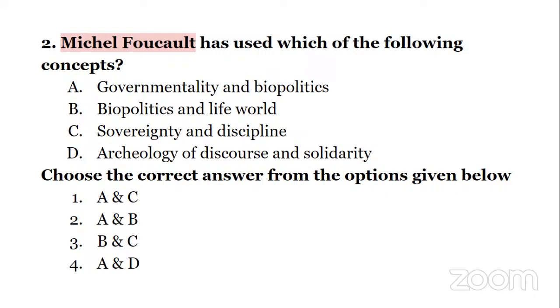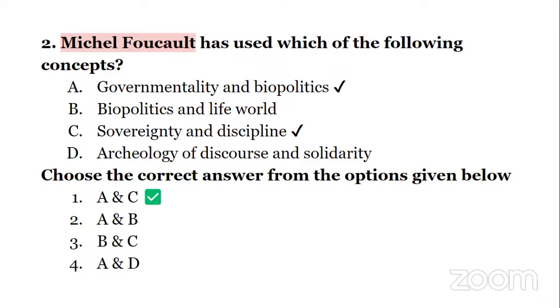If you look at the options, first, option A, governmentality and biopolitics. Foucault is known for using these two concepts of governmentality and biopolitics, and sovereignty and discipline. So what is governmentality and biopolitics? Governmentality refers to the ways in which the state exercises control over the population, and the various techniques and strategies the state uses to govern the people.